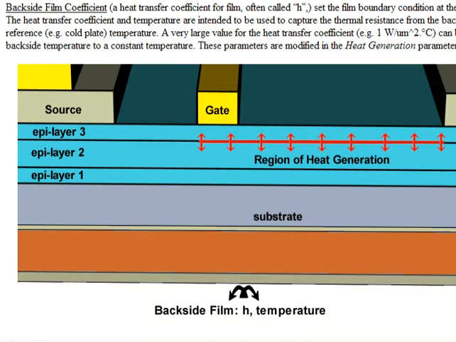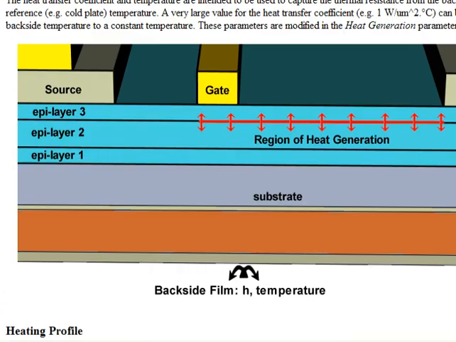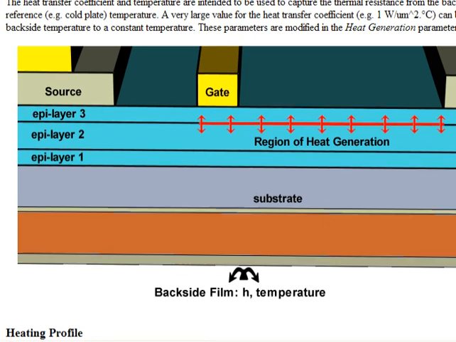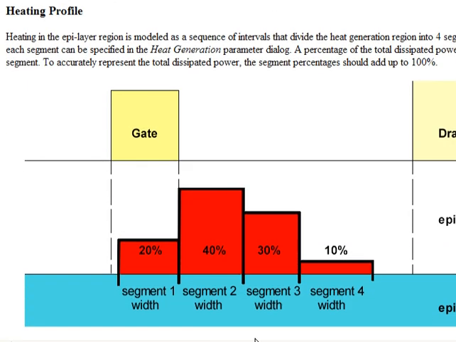In terms of the heat generation parameters, if we scroll down in the help file, we find a description with a picture here of the boundary conditions. Again, we have a backside film boundary condition for cooling on the backside. For power dissipation in this FET device, what we have is heat generation in a very thin layer between epilayer 2 and epilayer 3, all along the channel from the bottom of the gate to the edge of the drain.